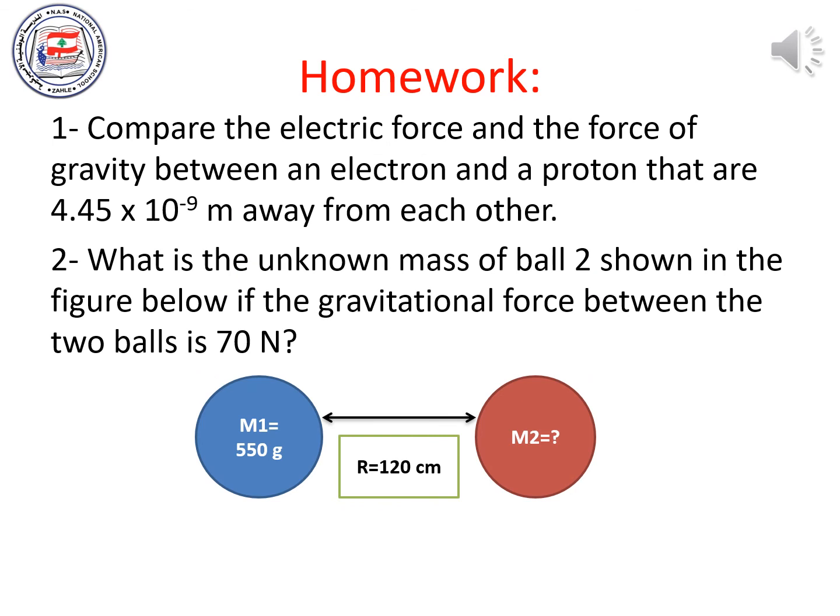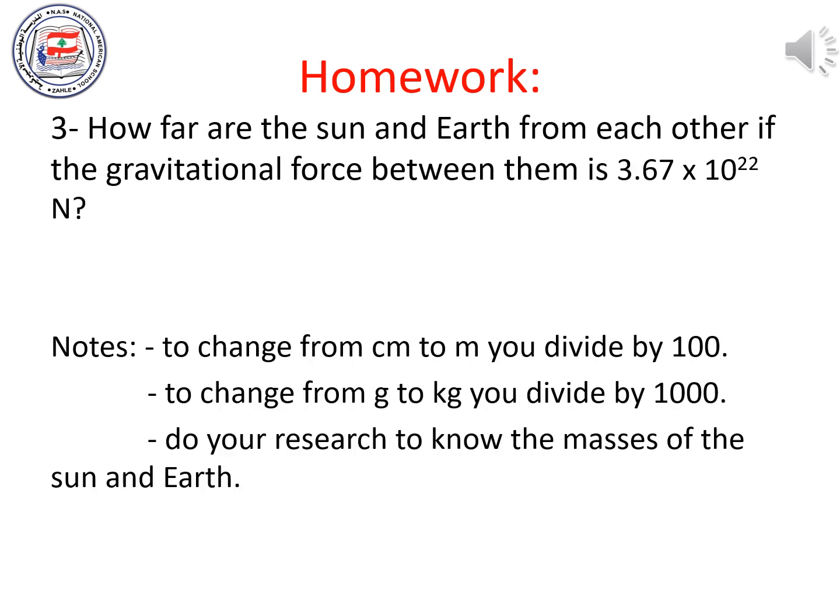Please, as a homework, solve the following problems. Number 1. Compare the electric force and the force of gravity between an electron and a proton that are 4.45 times 10 to the power negative 9 meters away from each other. Number 2. What is the unknown mass of ball 2 shown in the figure below if the gravitational force between the two balls is 17 newtons? Number 3. How far are the Sun and Earth from each other if the gravitational force between them is 3.67 times 10 to the power 22 newtons?